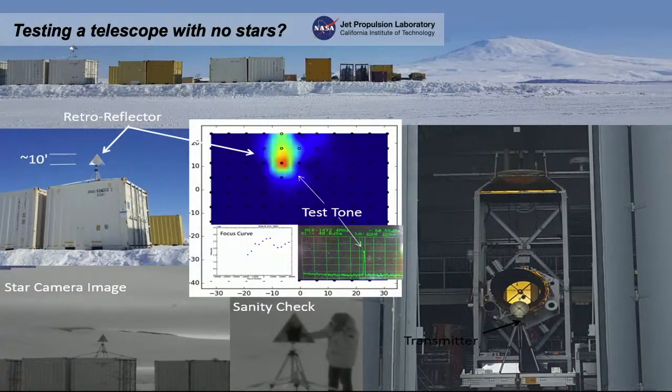We send the signal to a reflector antenna, and we point the telescope to this reflector antenna that now is a fake star. It's an artificial star, but it allows us to basically make sure that the telescope is pointing to the correct position and that we receive the signal of the stars.